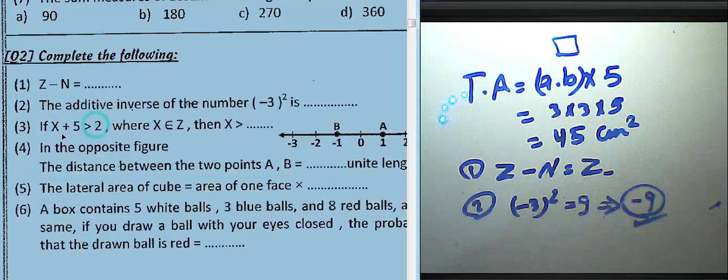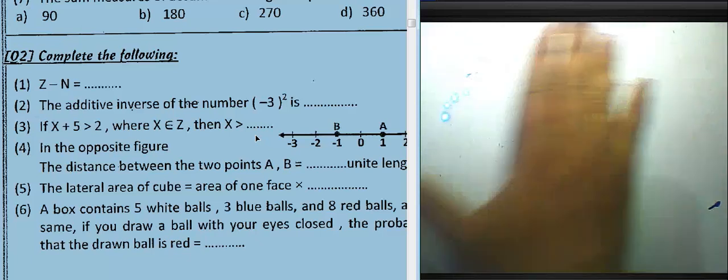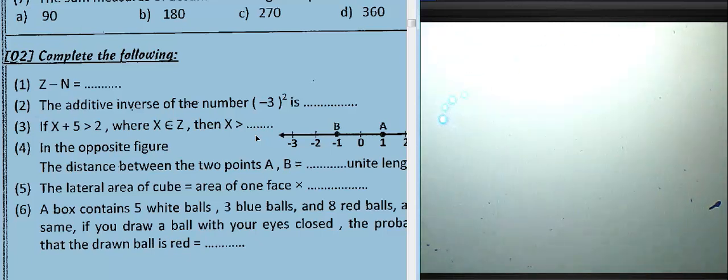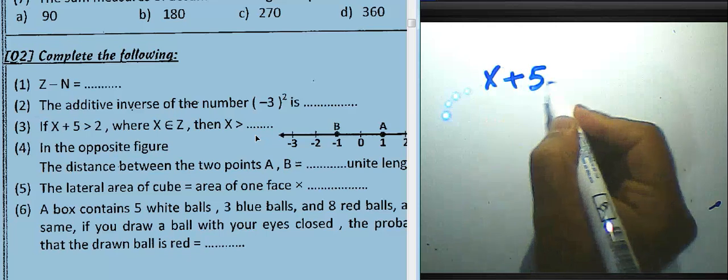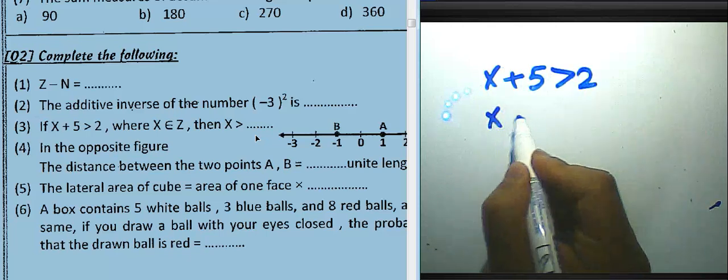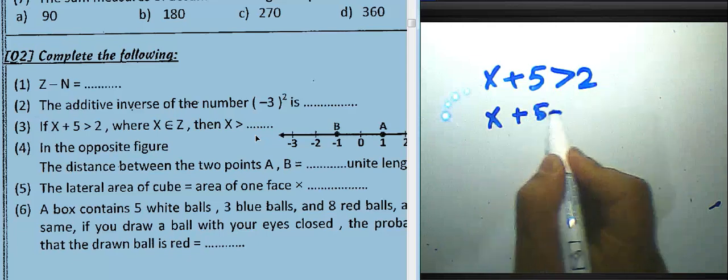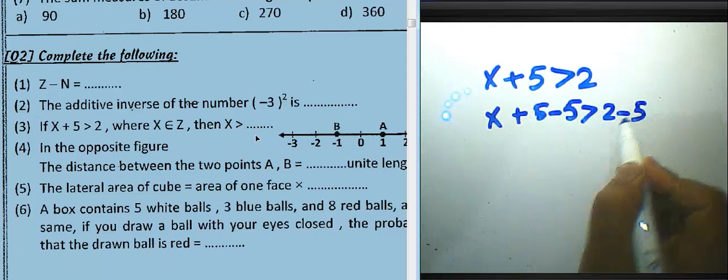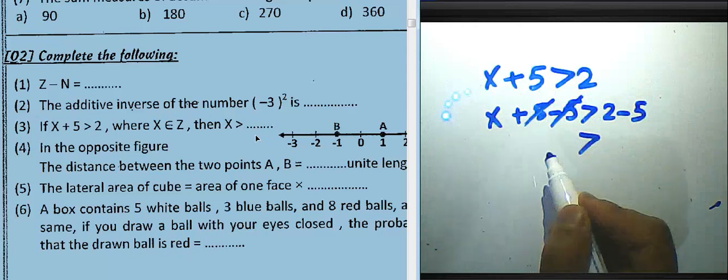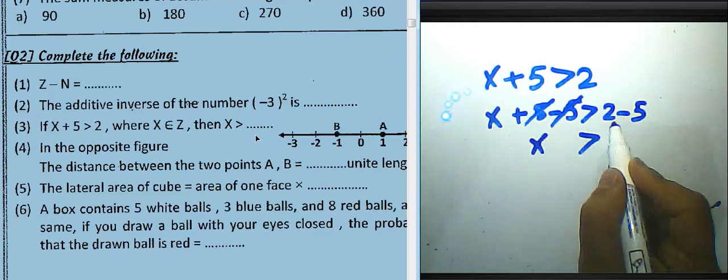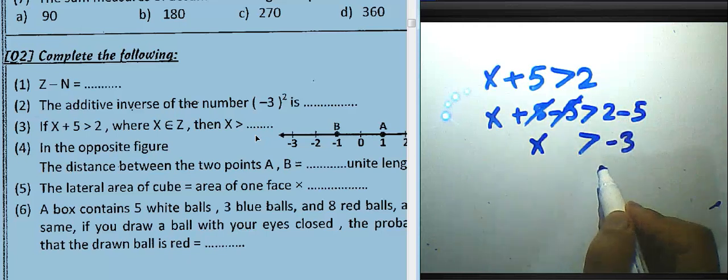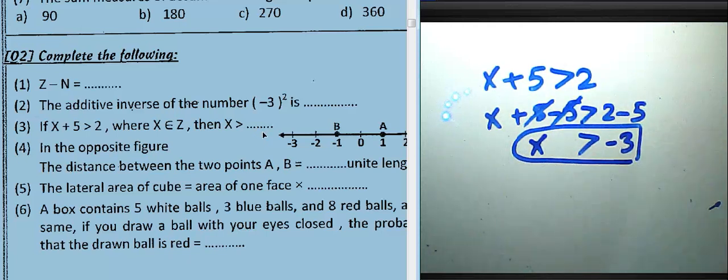Question number 3: if x plus 5 is greater than 2, where x belongs to Z, then x is greater than blank. We can solve this inequality by moving 5 from the left-hand side to the right-hand side, or we can cancel 5 by putting negative 5 on both sides. x plus 5 greater than 2. We put the additive inverse of 5, negative 5, greater than 2 minus 5. We can cancel 5 minus 5 equals 0. Then x is greater than 2 minus 5, which equals negative 3. Then we must write negative 3 in this space.